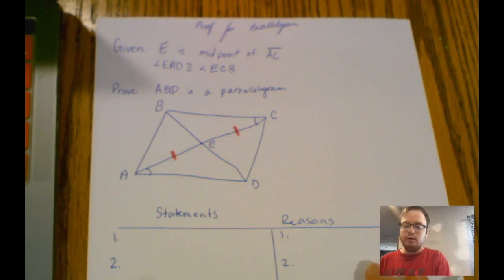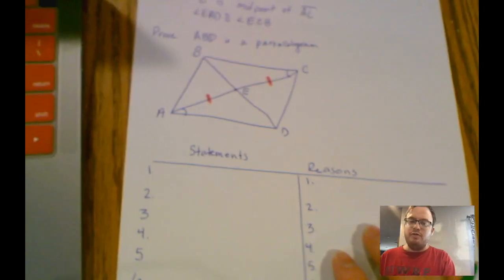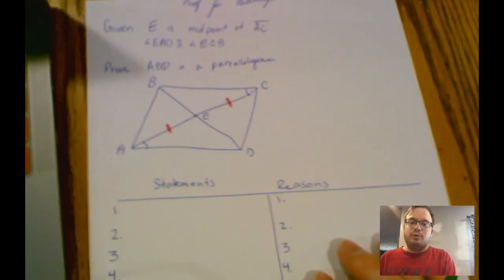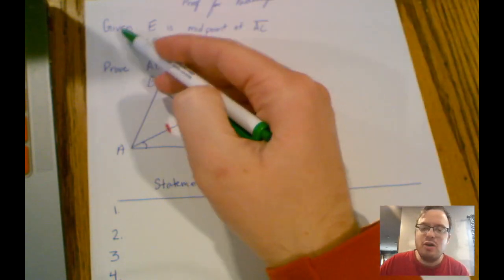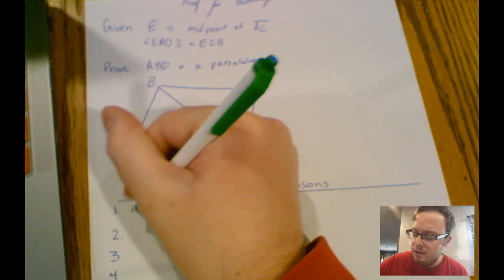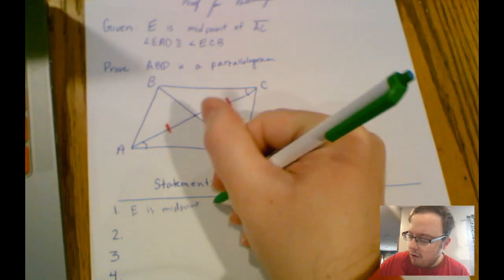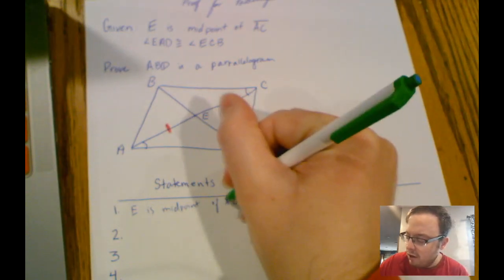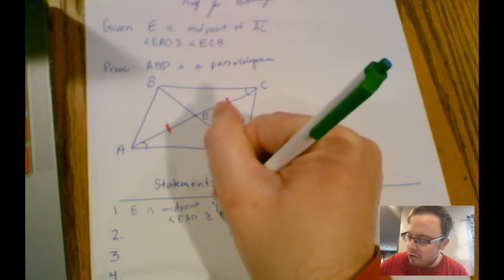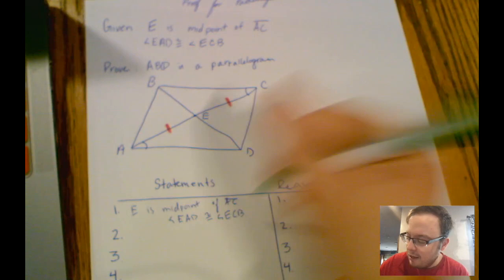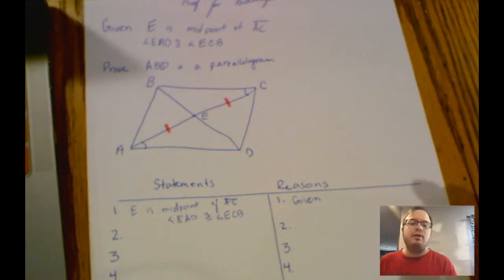So, with that, statement one is something we already know. If you get this point wrong on your test, it might be because we haven't done proofs in a while. But statement ones we know are always given. So we are given that E is the midpoint of AC, and angle EAD is congruent to angle ECB. Again, that is given to us.